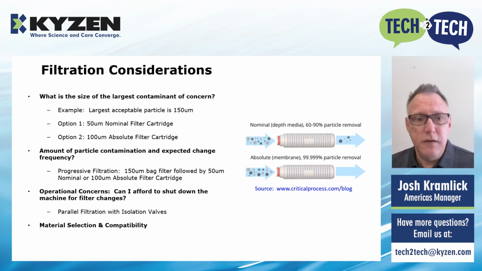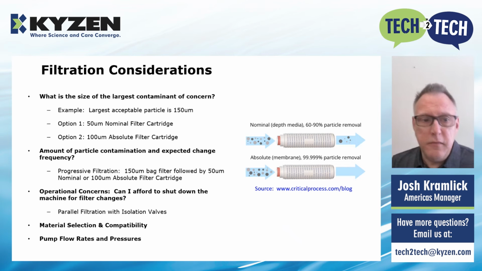We also have to consider material selection and compatibility. The O-ring seals and the material of the filter construction itself must be considered and must be compatible with the chemistry that you're using. And of course, in all of this, it's important to think about the specification of the pump flow rates and pressures, especially when looking at progressive or parallel filtration systems. An important note is that in the submicron particle range, microfiltration and ultrafiltration systems may be much more complex than the examples here.